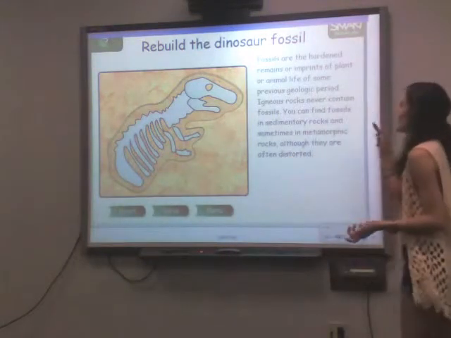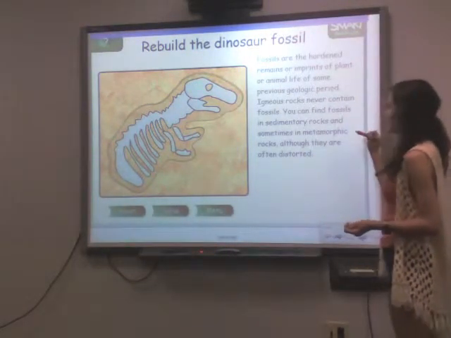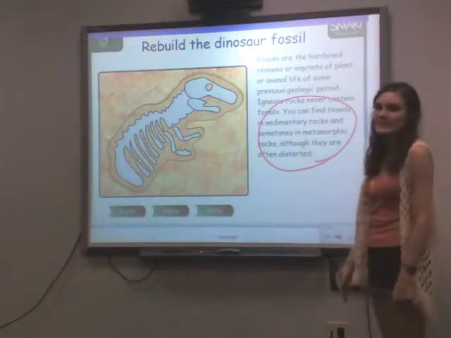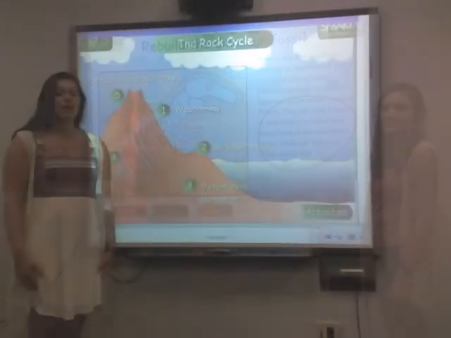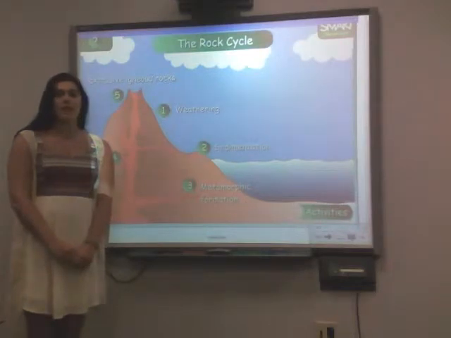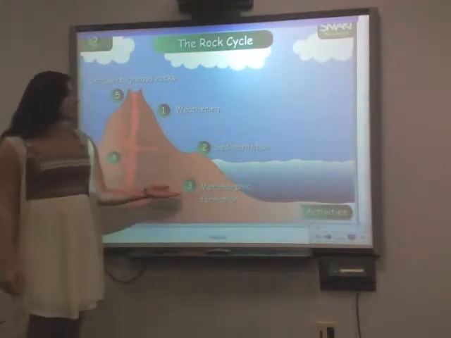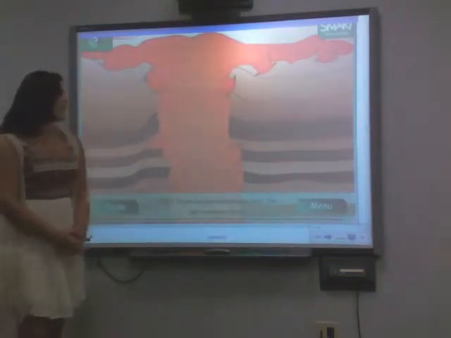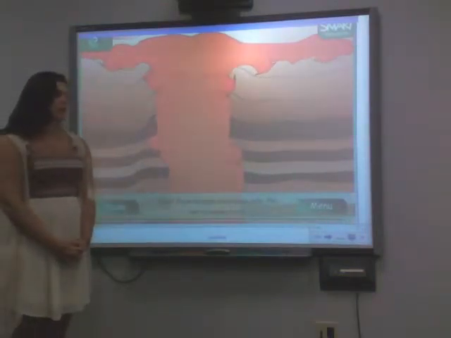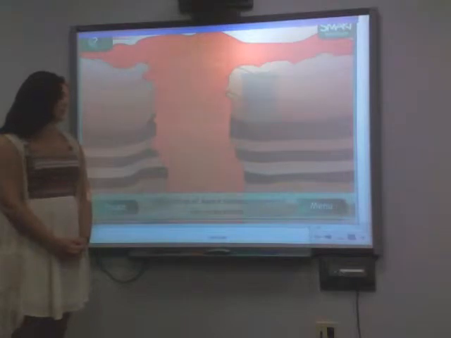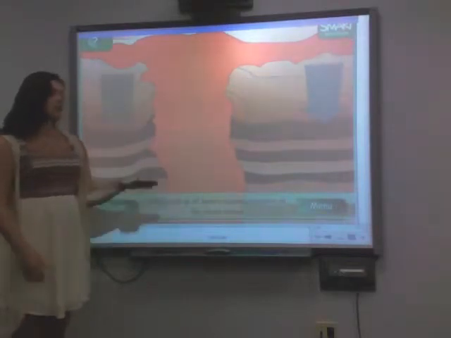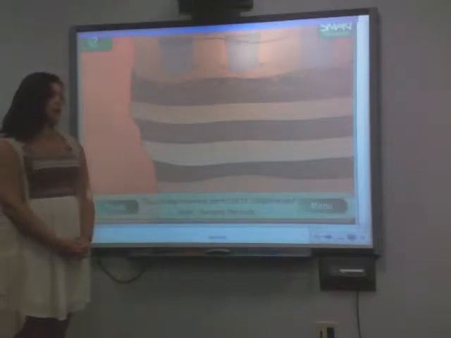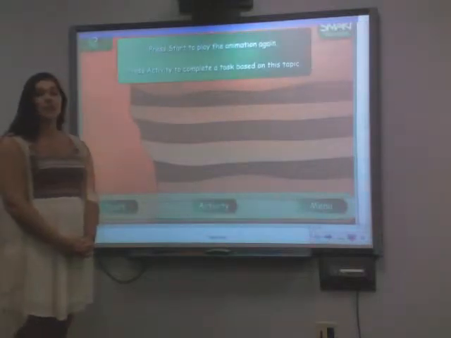As you can see, fossils can be found in sedimentary rocks and sometimes in metamorphic rocks, although they may often be distorted. The third step of the rock cycle that we're going to go over is metamorphic formation. Heat from magma goes into the surrounding rocks. The buildup of layers causes pressure on the rocks below. This causes the rock particles to compress and align, changing.